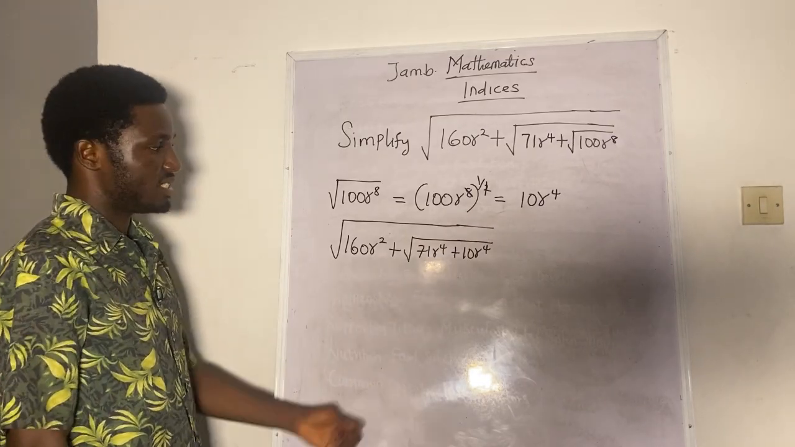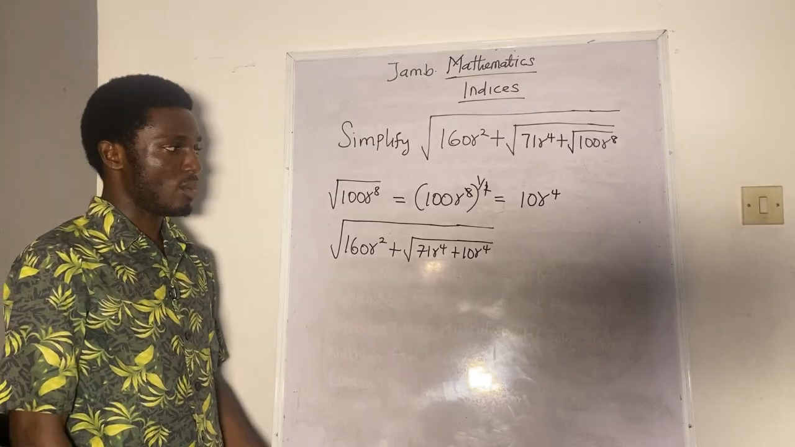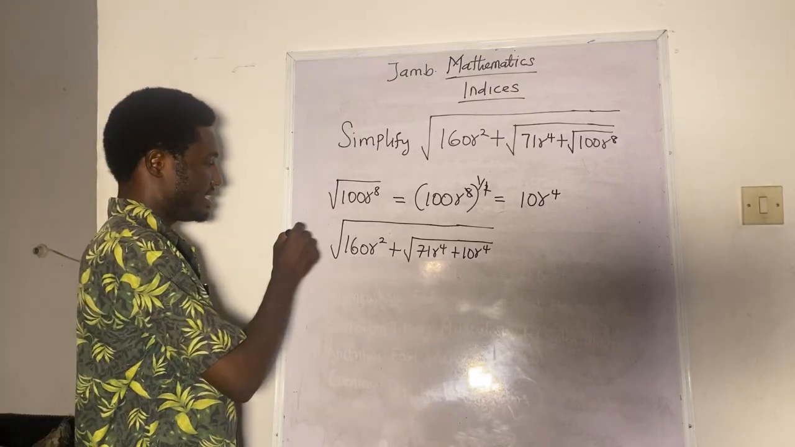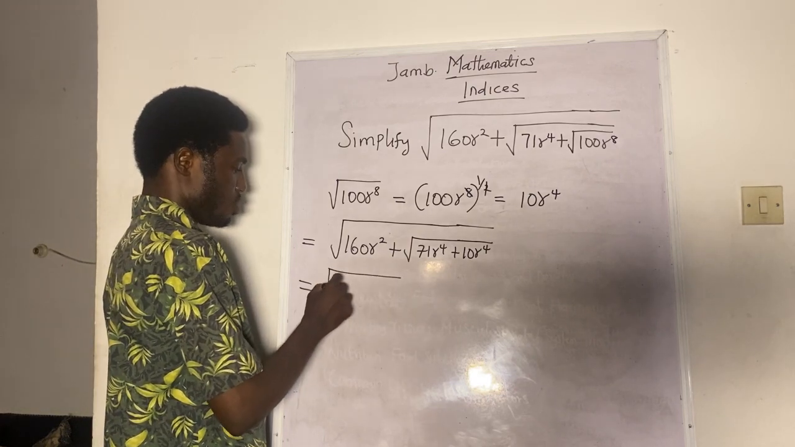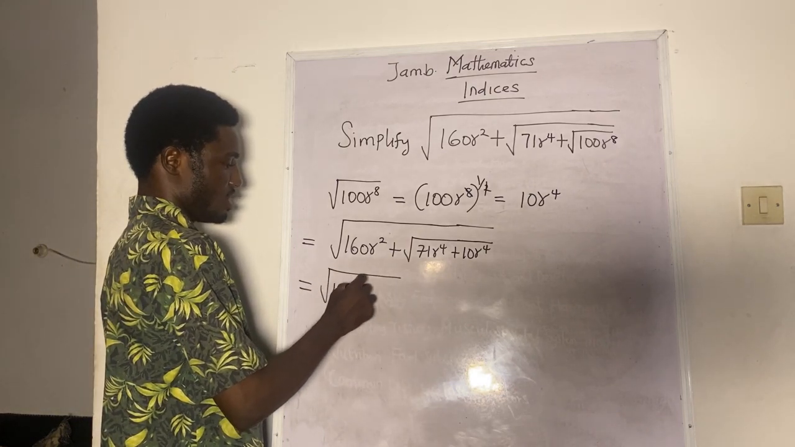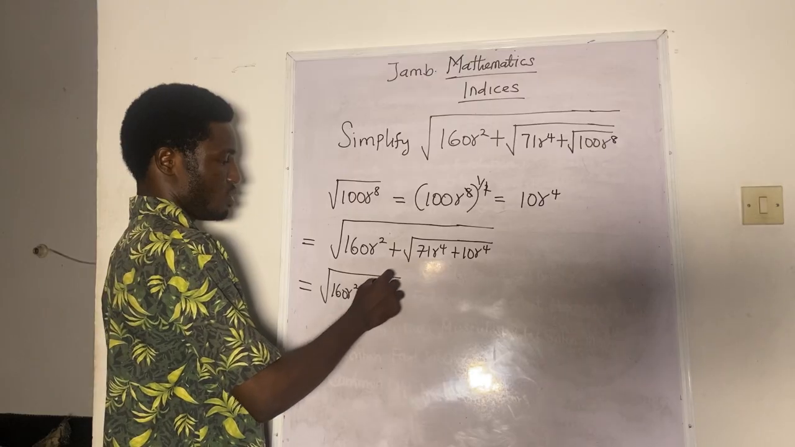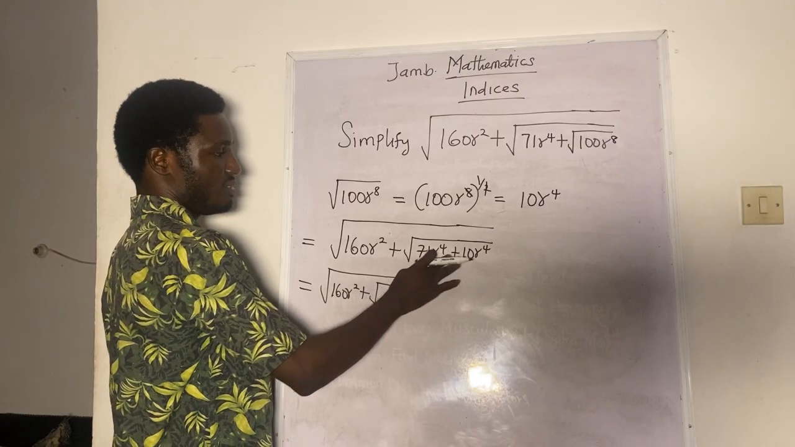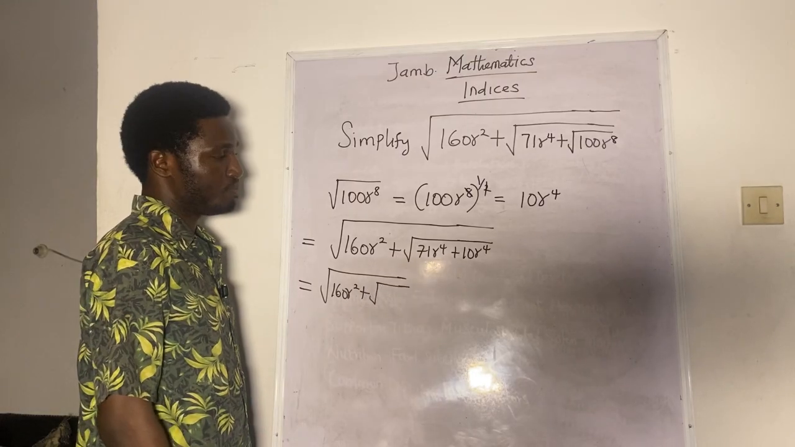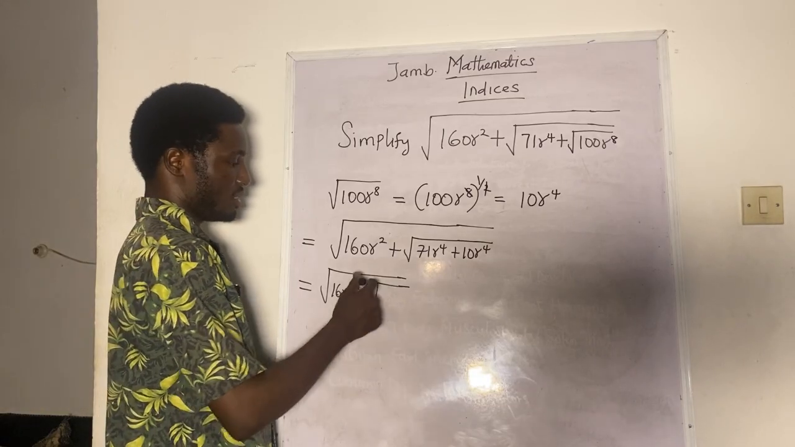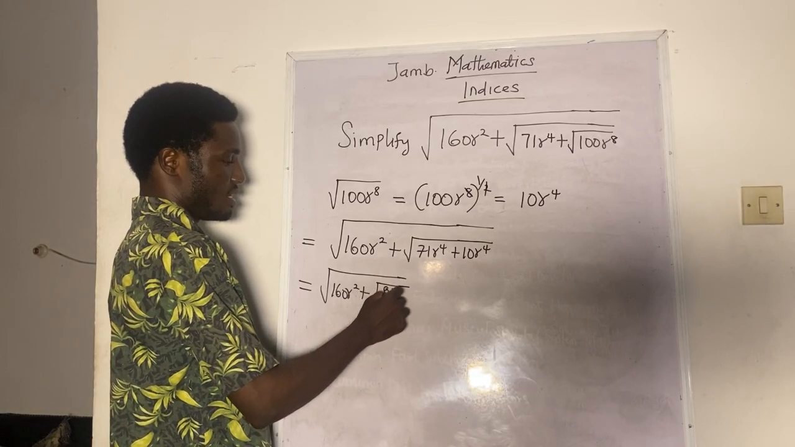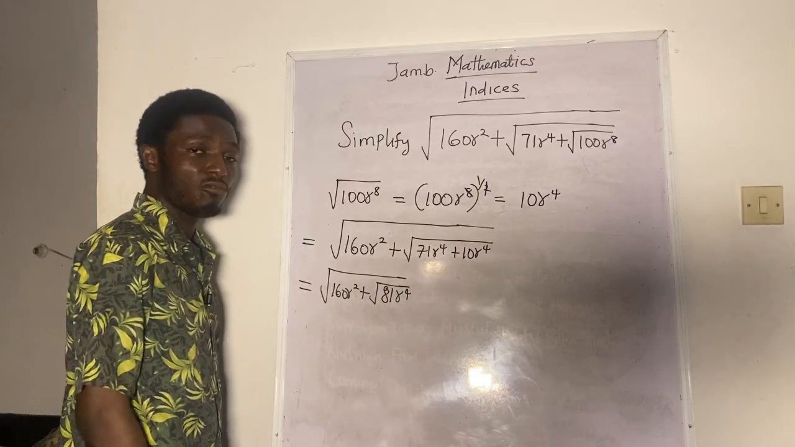Having done that, we can see that these two have the same power and therefore they can be added. So we now say the square root of 160r² plus, since they have the same r raised to the power of 4, we can add them together. That's 81r to the power of 4.